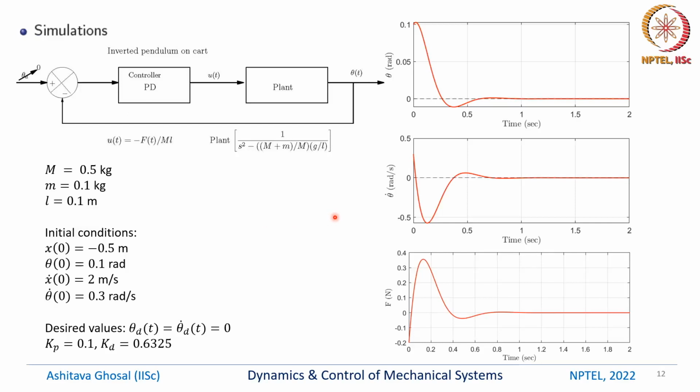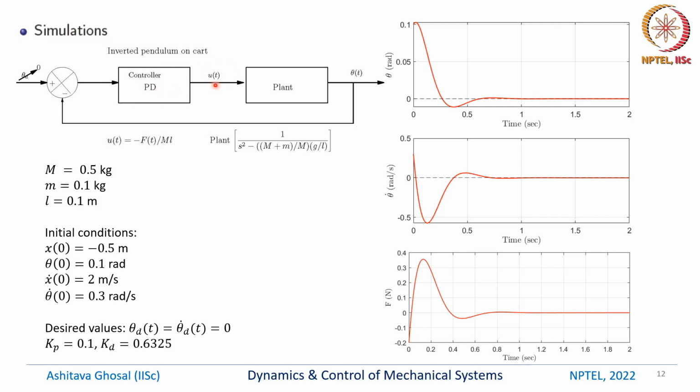The equations of motion that we have obtained for the inverted pendulum on a cart can be simulated. So this block diagram shows the inverted pendulum on a cart. This is the plant, and the transfer function of the plant is given by 1 divided by s squared minus (M + m)/M times g/L. So it's slightly different from an inverted pendulum, because in the inverted pendulum there was only g/L. Then we have this controller, which is a PD controller.